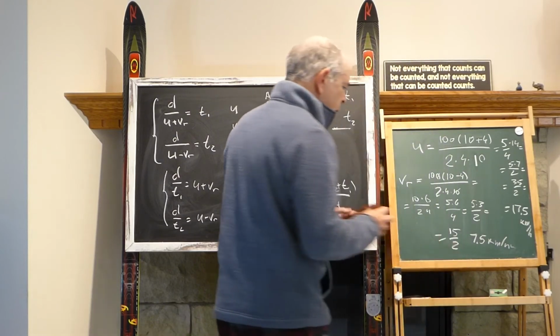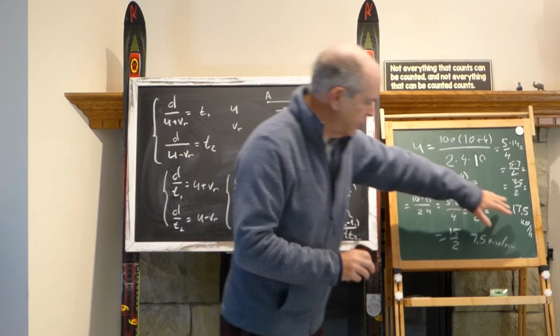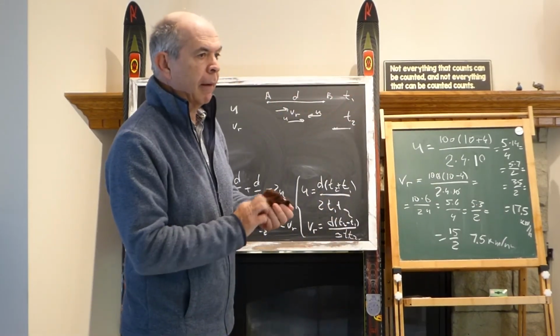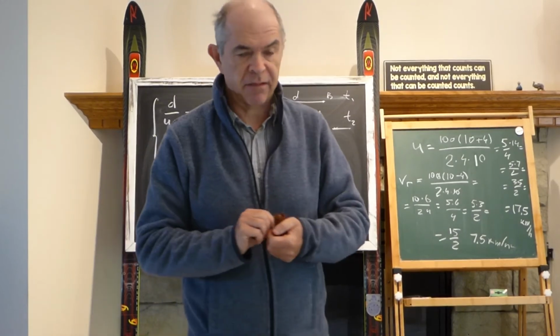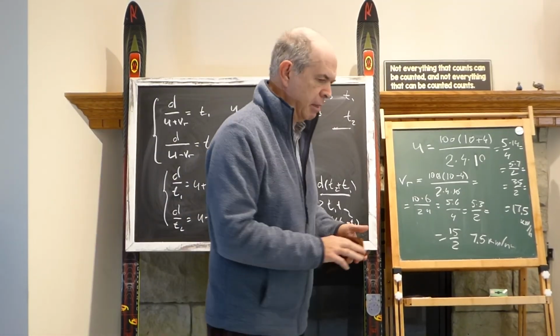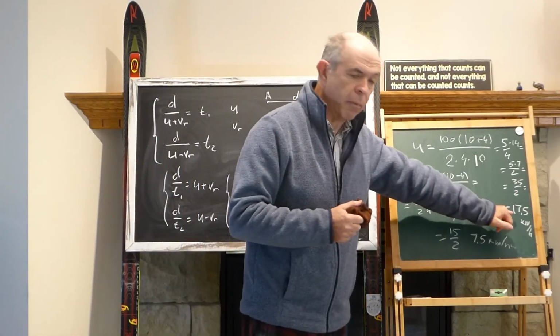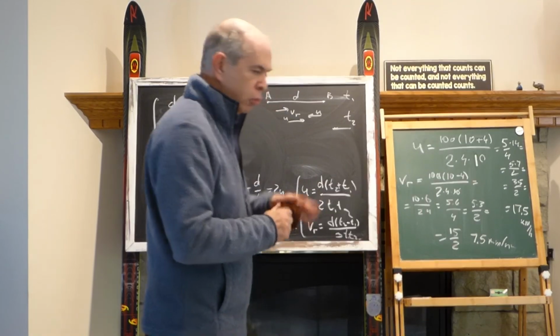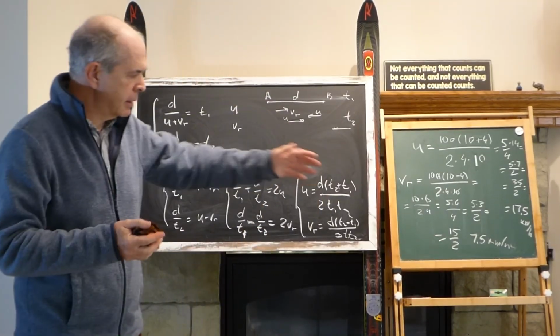So the speed of the boat in the standing water is 17.5. The speed of the current is 7.5, which is a very fast river, I should say. And if the river flows 7.5 kilometers an hour, you have to have a much faster boat to travel it safely. But that's what they told us, and this is the solution.